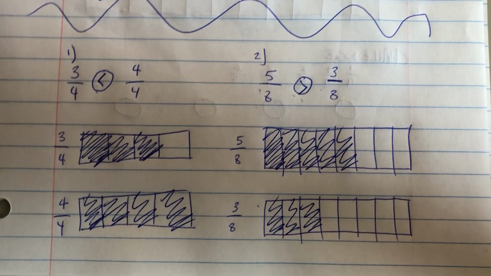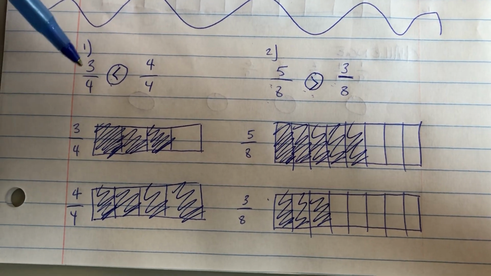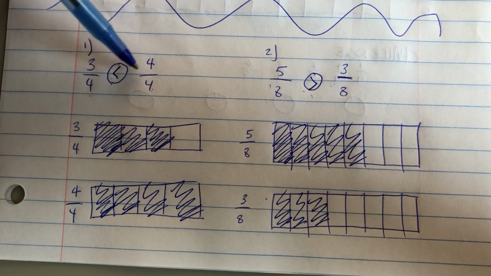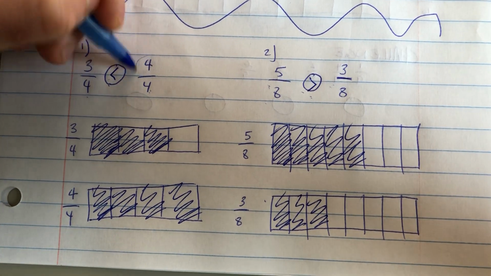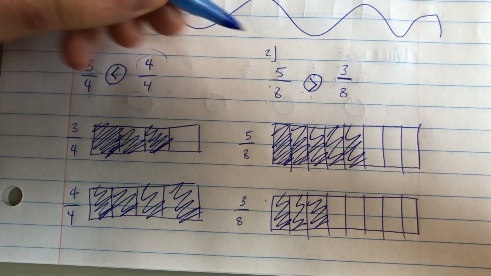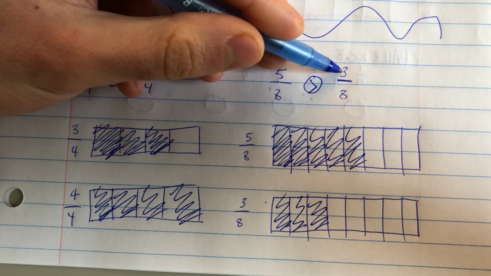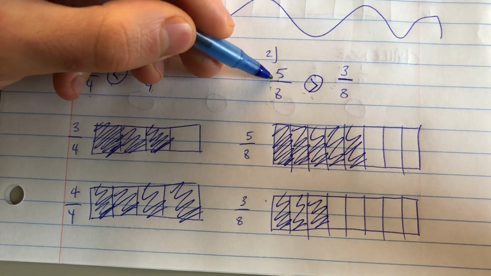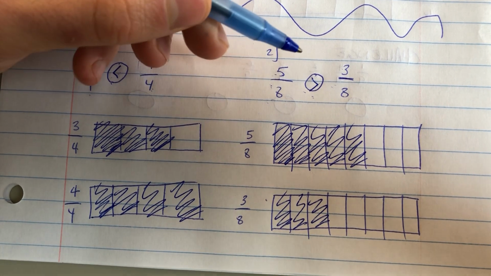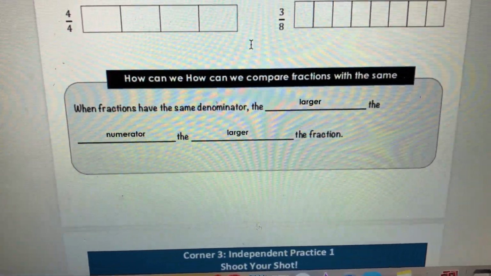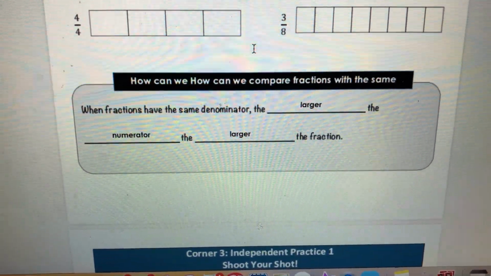So if you noticed here, for each of these fractions, when they have the same denominator, the greater fraction is always the one with the larger numerator. 3 is less than 4. 5 is greater than 3. When the denominators are the same, the larger the numerator, the larger the fraction. And indeed, that is our rule. When fractions have the same denominator, the larger the numerator, the larger the fraction.